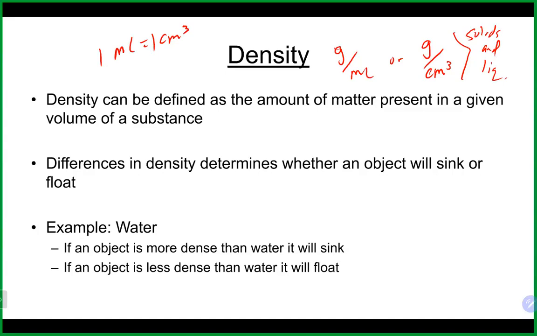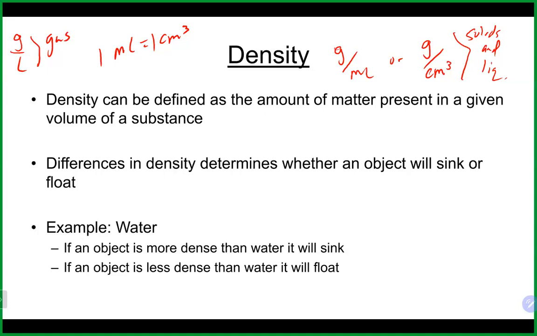We don't really deal too much with gas density in this class, but in 1A you might. Typically gases usually have units of grams per liter in terms of their density. But again, we really don't deal too much with that in this particular class. So most of the time, if you're dealing with density, those are going to be the two units that you see. When we look at the different densities of objects, for example with water, that determines whether or not it will sink or float in water.